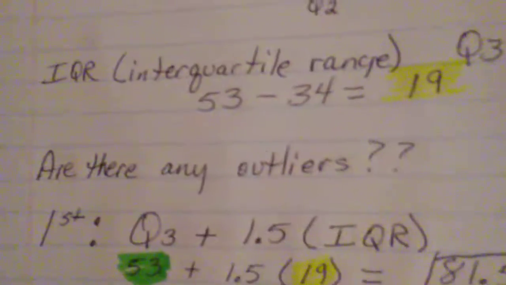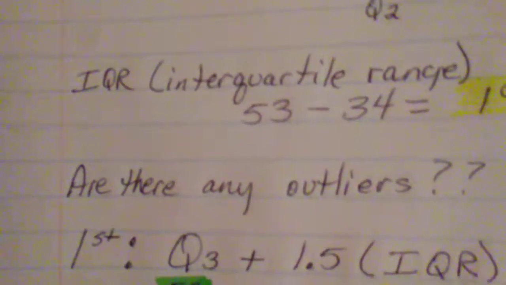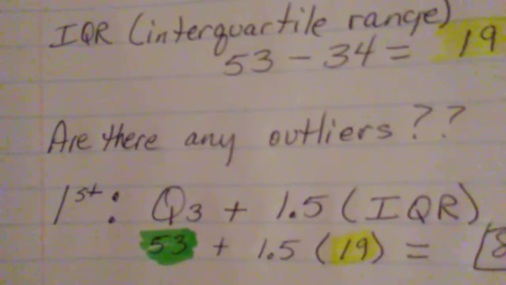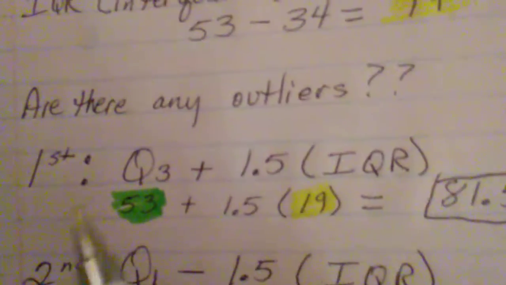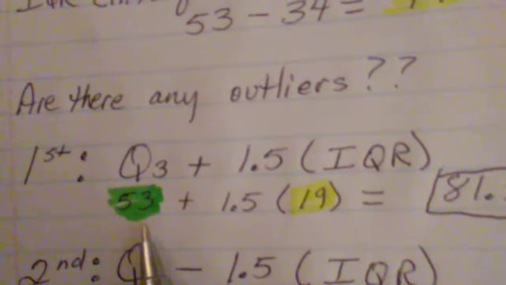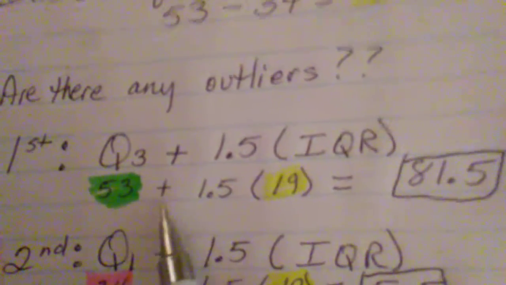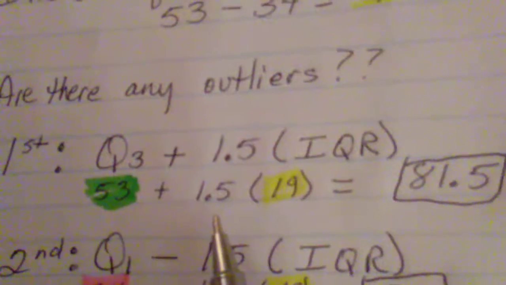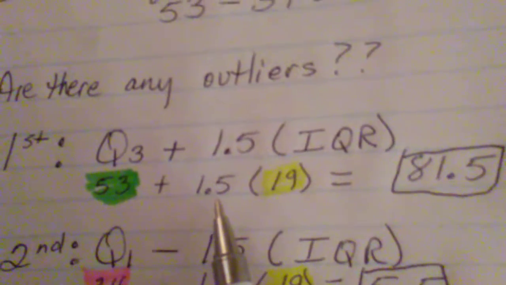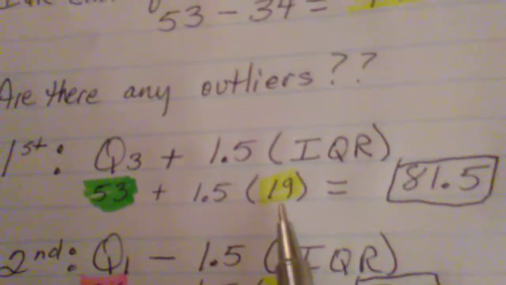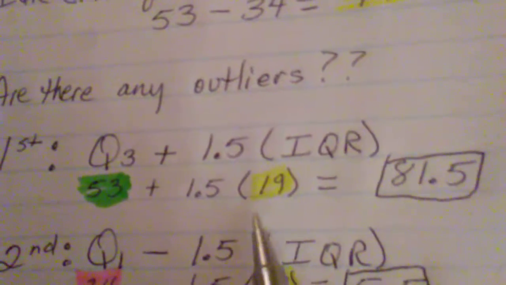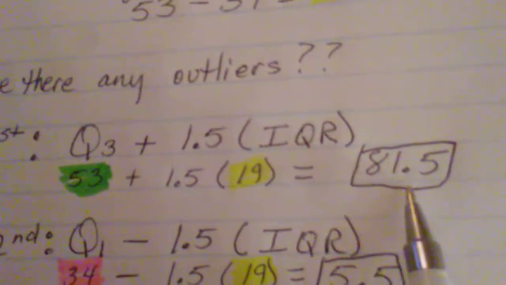What you're learning today is, are there any outliers? To figure that out, there are two rules that you use. The first rule is you take quartile 3, which we found to be 53, plus 1.5, it will always be 1.5, times the IQR, which we found to be 19. We work that out, we get 81.5.